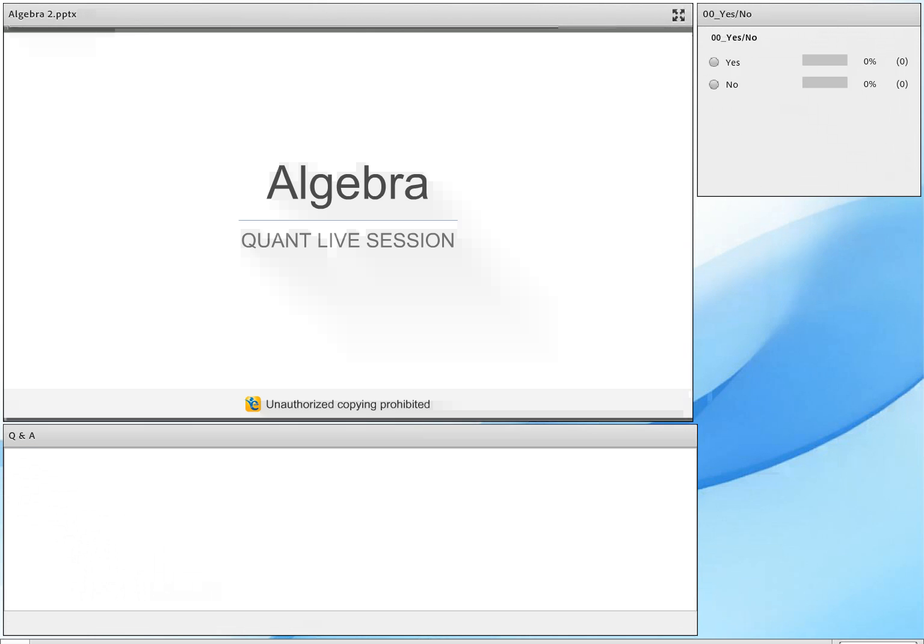All right, so now I'm going to change the layout of this presentation. It will take a couple of seconds for this presentation to stabilize on your end. As soon as you start to see Algebra Quant Live session in the presentation pod, click on yes, because that's an indication that the layout has stabilized at your end. Okay, let's get a few more responses here. All right, let's get going.